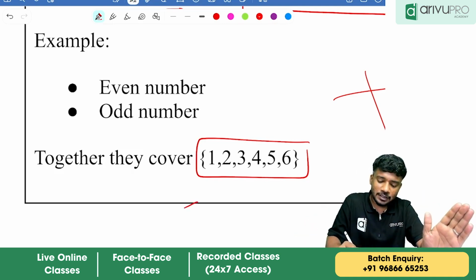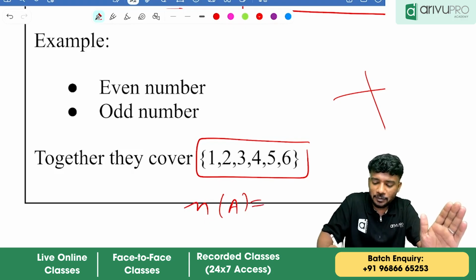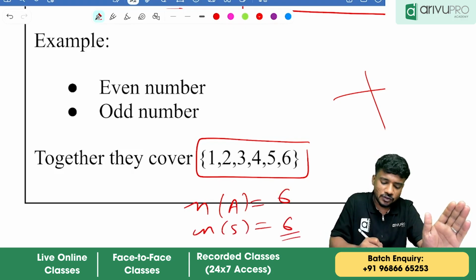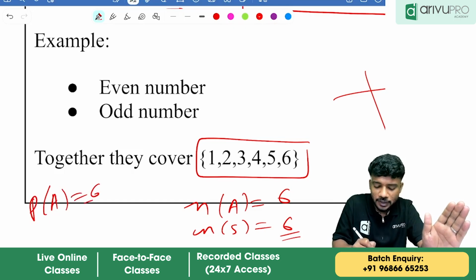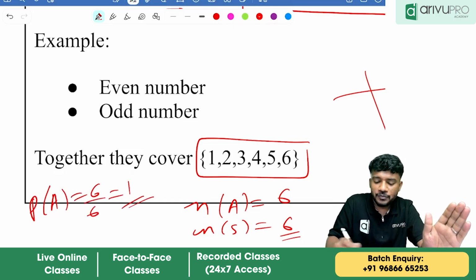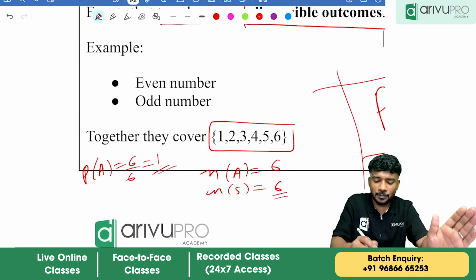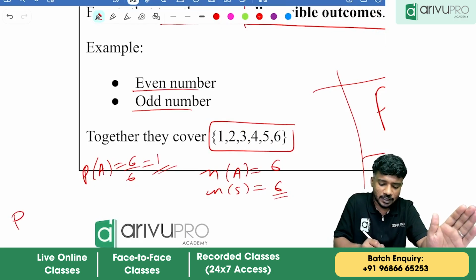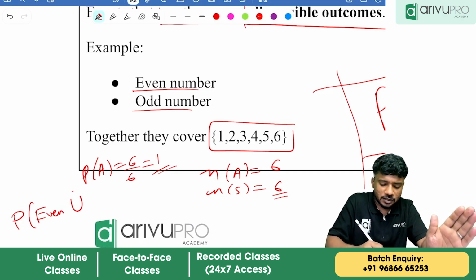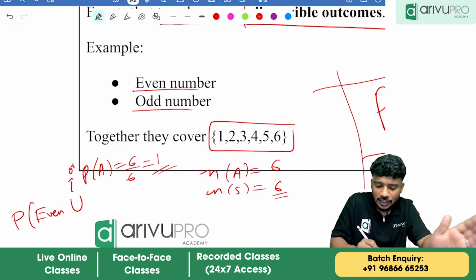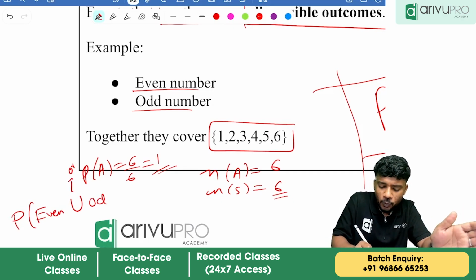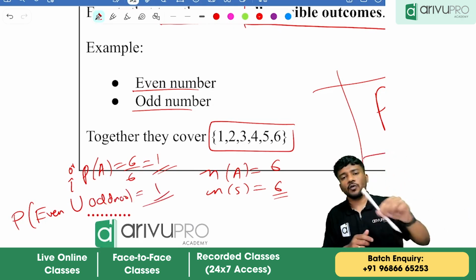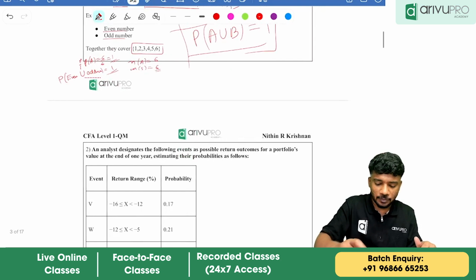Similarly, in the given favorable outcome, n of A will be what? 6. n of S will be what? That is also 6. So P of A will be what? 6 by 6, which is equal to 1. Since I am covering each and every even number and odd number, I will write it as P of even union, union means or. Remember this, even or odd numbers, which is equal to how much? 1.